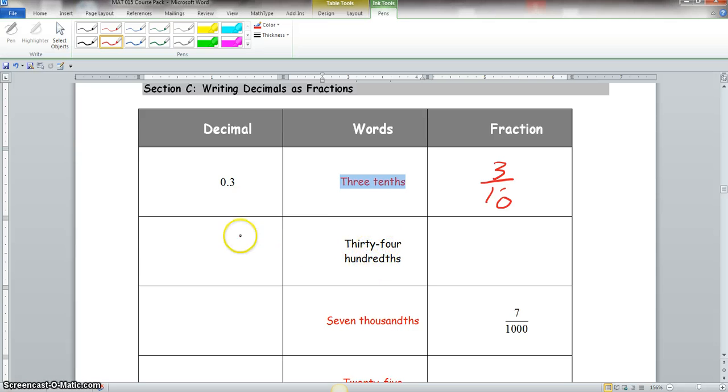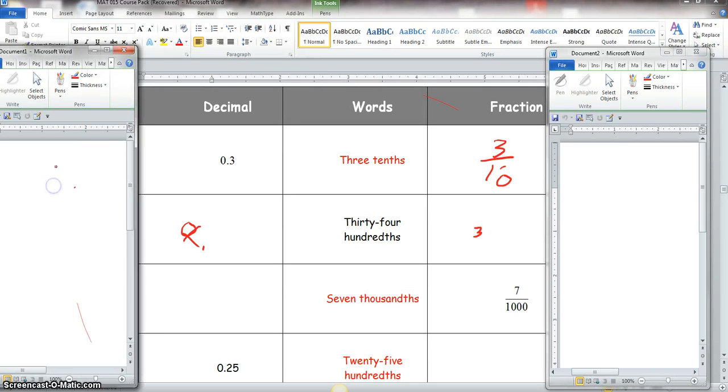Okay, it says 34 hundredths. So it'd be 0. Well, let me write it over here. This would be 0.34. Okay, this isn't showing up too good. Now it says here 34 hundredths. So we'll put 34. Okay, class, I'm going to rewrite this.